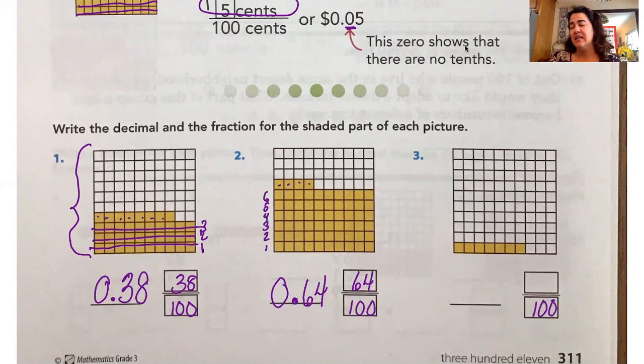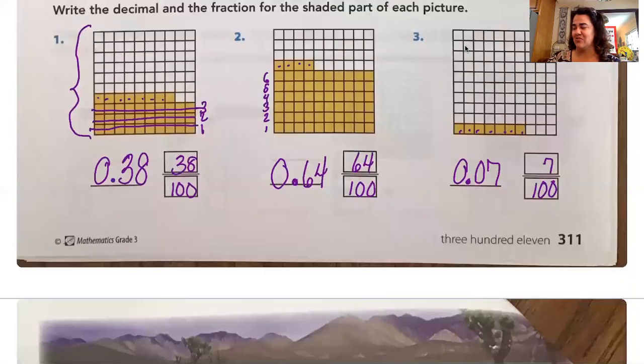Okay, next one. The denominator is 100. And how many tens do I have? 0. So what's my number? What is my numerator? 1, 2, 3, 4, 5, 6, 7. 7 hundredths, right? Now, how do I write that in decimal form, Sierra? 0.07, right? 7 hundredths. Remember, if you don't give us the th, then you're going to say it incorrectly.